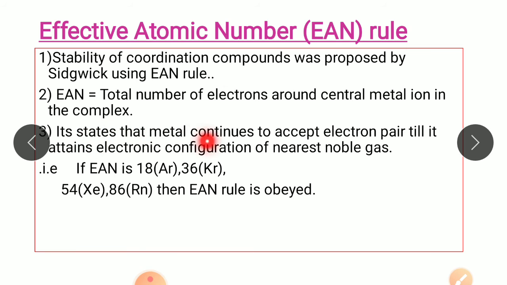It states that the metal continues to accept electron pairs till it attains the electronic configuration of the nearest noble gas. So we know from the definition of coordination complex that the central metal ion is electron deficient, that is, it is acting as a Lewis acid. So it continues to accept electrons from the ligands until it reaches the configuration of the nearest noble gas. If the EAN is 18, that is that of argon, 36 that of krypton, 54 that of xenon, and 86 that of radon, then the EAN rule is obeyed.